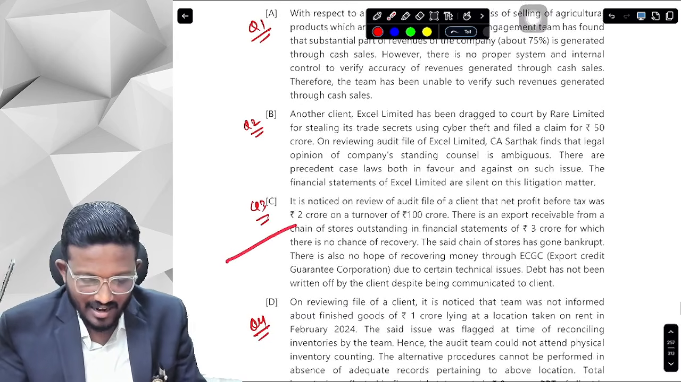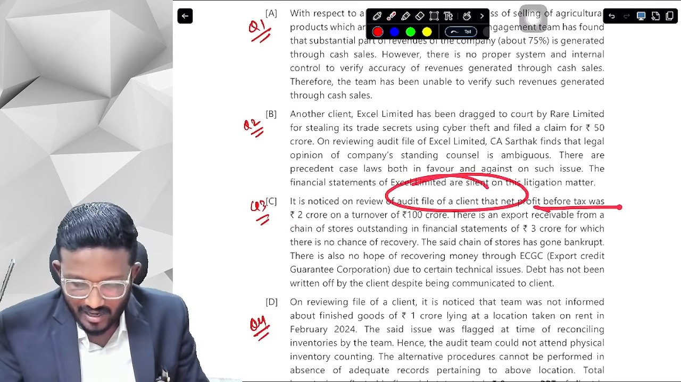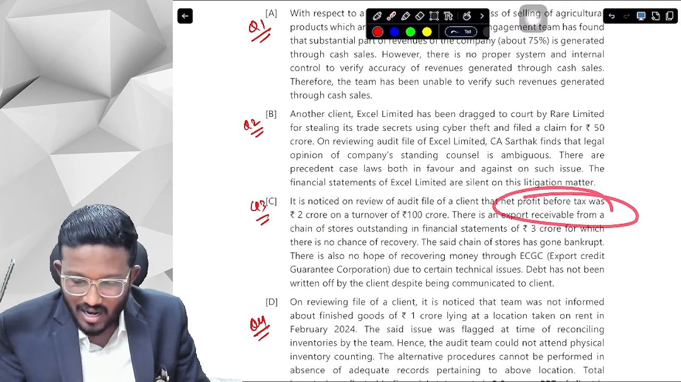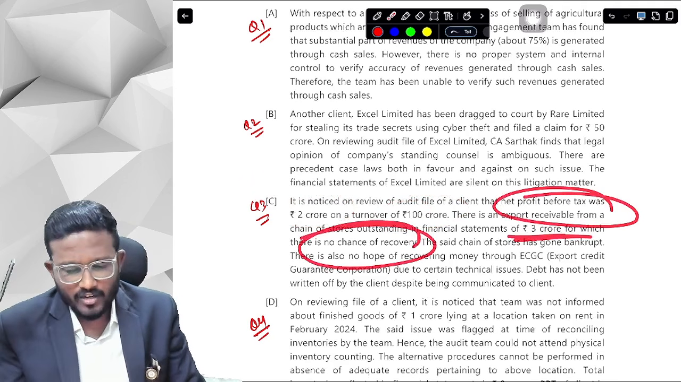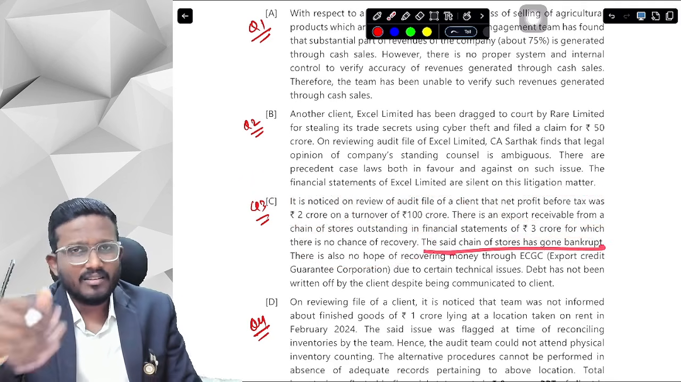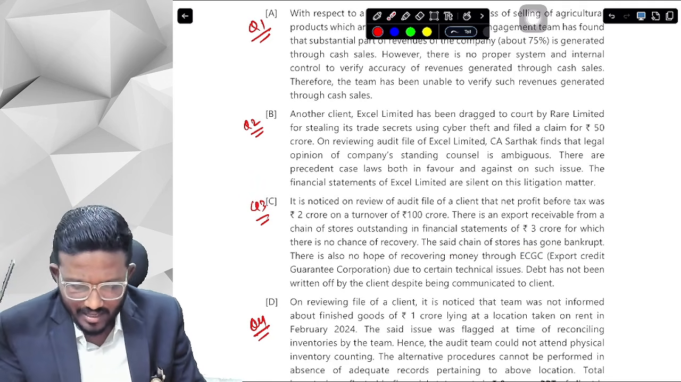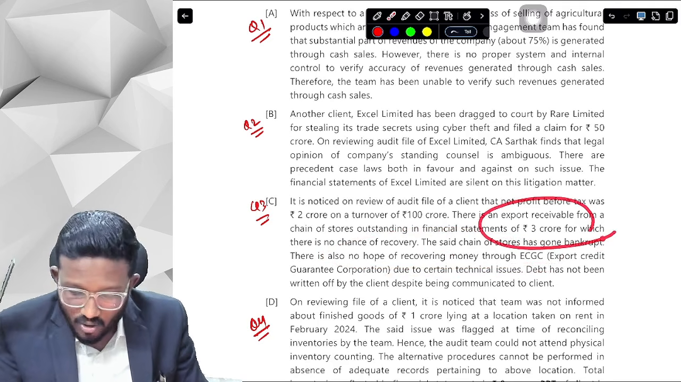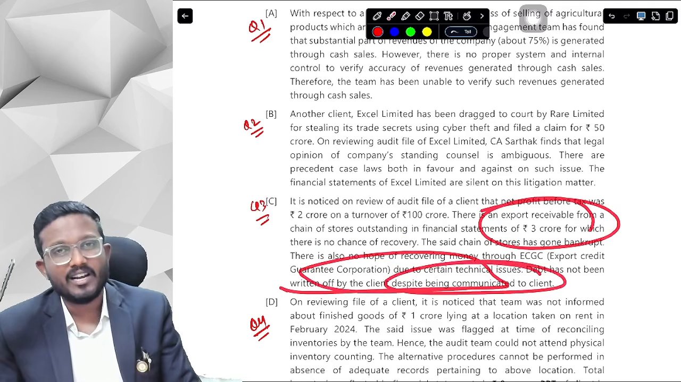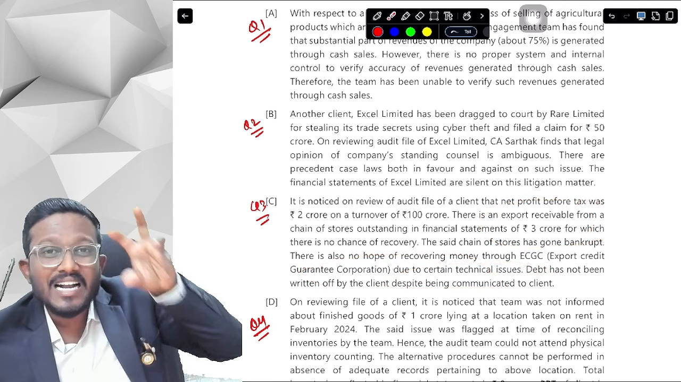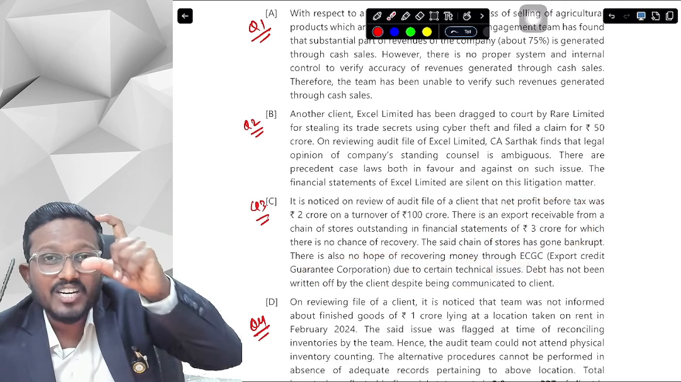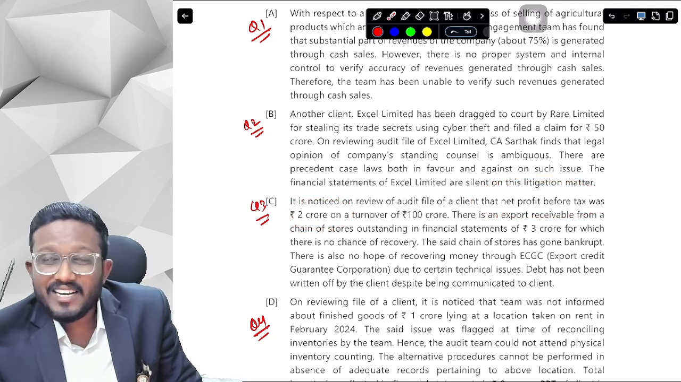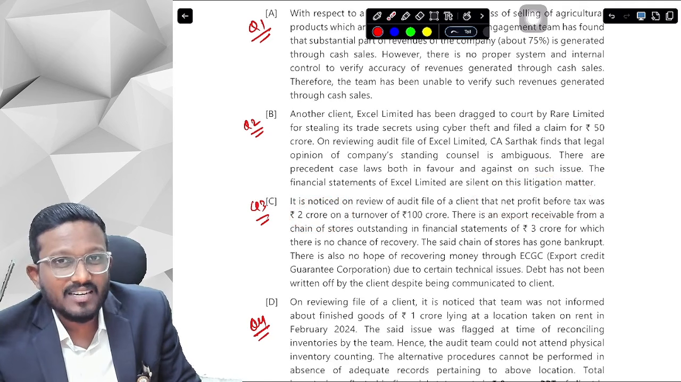Third question: it is said that we have noticed on review of the audit file of a client that there was a net profit before tax of 2 crore on a turnover of 100 crore. There is an export receivable of 3 crore for which there is no chance of recovery, because the said debtor has gone bankrupt, and there is no hope of recovering from ECGC as well due to a certain technical issue. But this particular 3 crore has not been written off by the client despite being communicated to the client, which means we have a pending bad debt of 3 crore to be written off and we just have a net profit before tax of 2 crore.